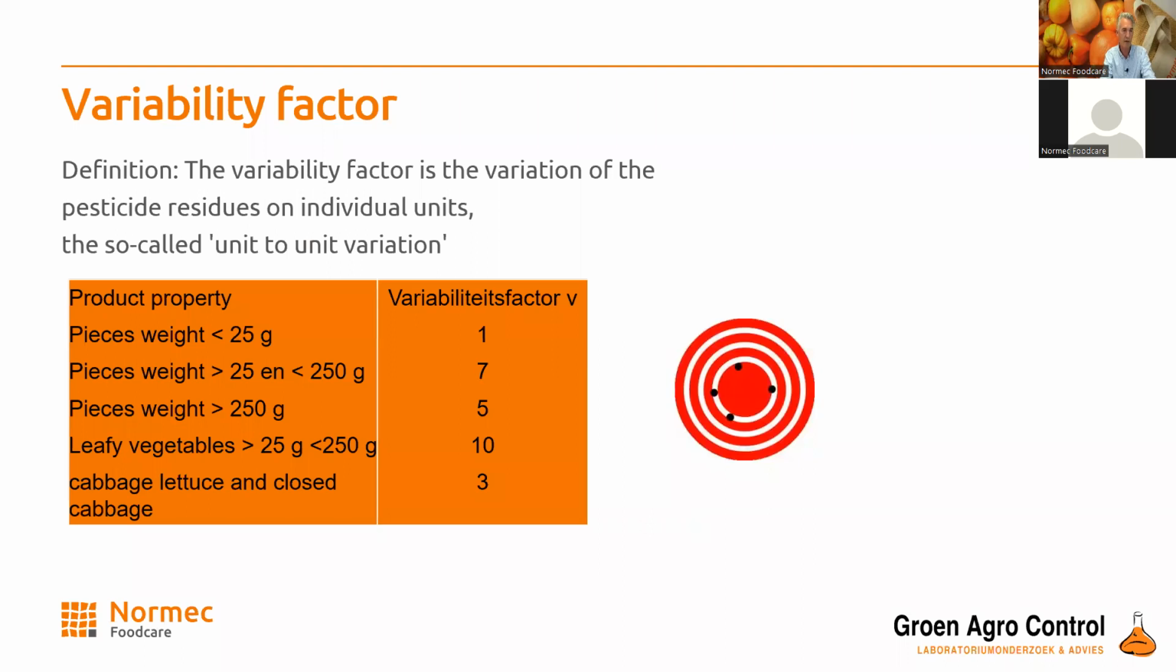Also, we have the variability factor, which is the variation of the pesticide residues on individual units, the so-called unit-to-unit variation. If you have pieces weighing less than 25 grams, the factor is 1, because you have a lot of different pieces of the product. But if you have pieces weighing more than 250 grams, then you have another factor, 5. Because if you have melons, and normally you ask for 1 kilogram of product for analyzing, it's not enough. So you need enough pieces to do the test at the laboratory. And this variability factor is also taken into the calculation for the PRIMo model.